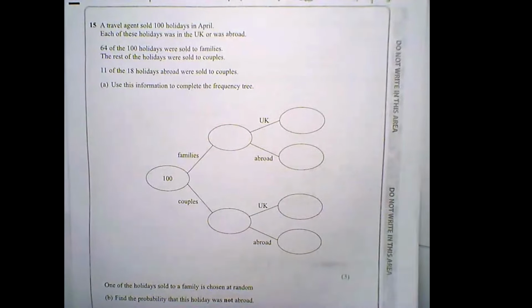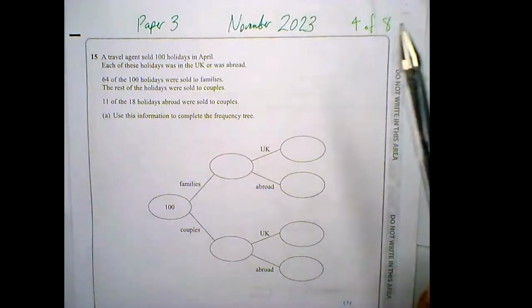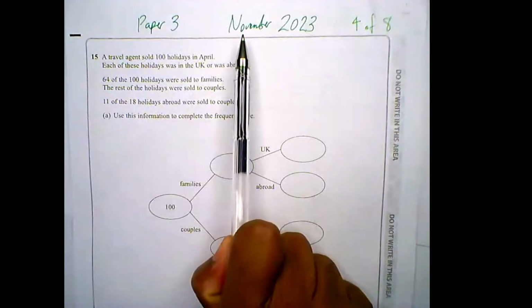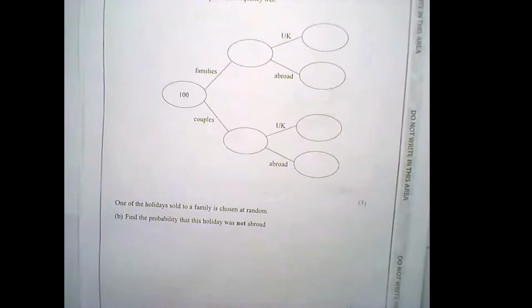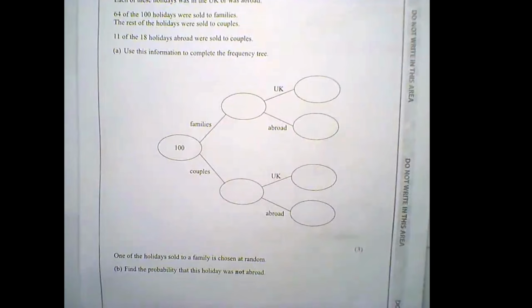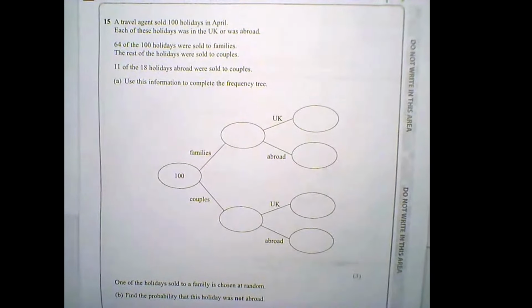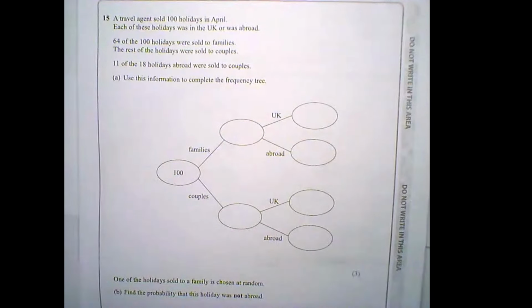Right, here is the next question. Question number 4 of 8. This is from paper 3, so calculator paper, November 2023. And it also has a part B, and the part B is worth 2 marks. Okay, let's have a go on this question.